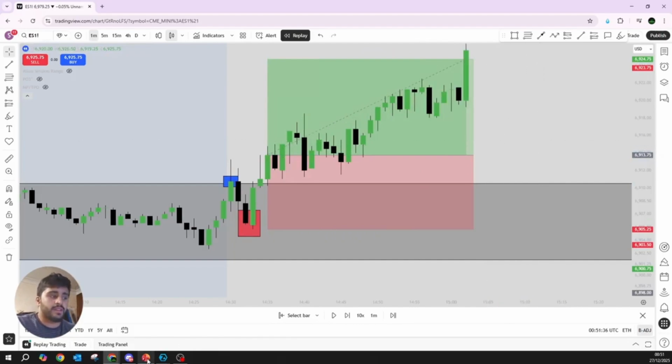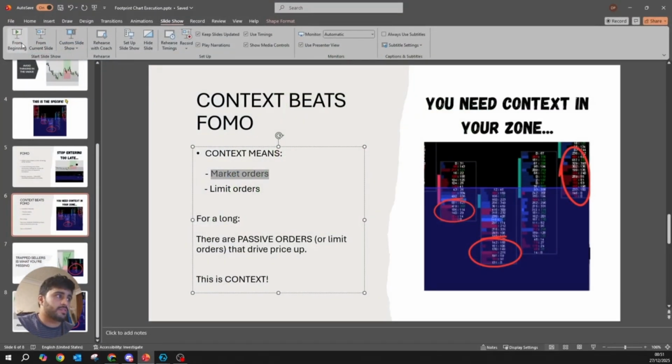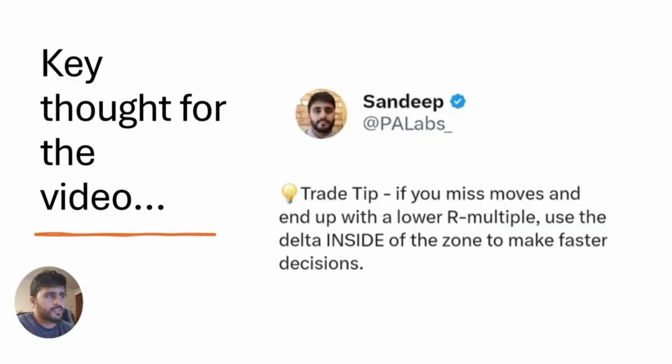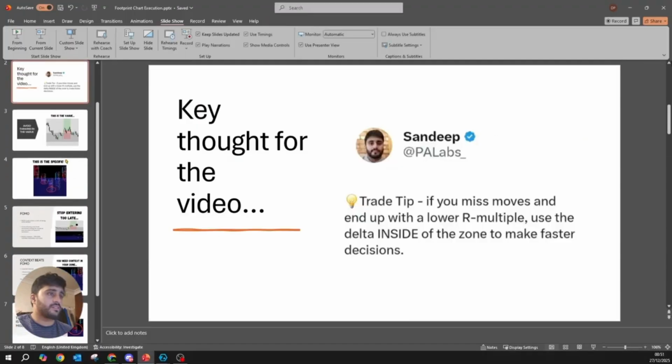And that's sort of the main thing I wanted to summarize this video on, right? So footprint chart execution in the New York session, right? So every trader looks at support and resistance. Few actually understand how it forms. So again, just going over this, if you miss high R trades, you want to use the delta inside of your level. So that's kind of the key thought for today.